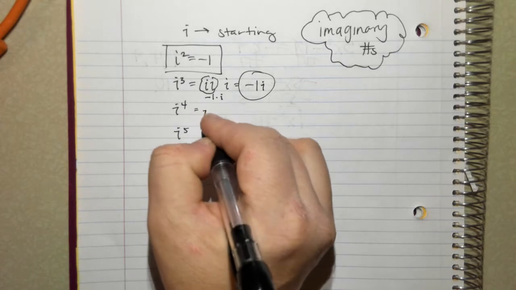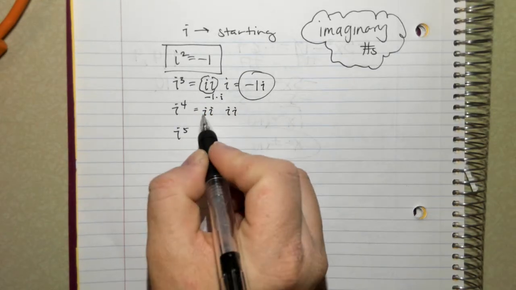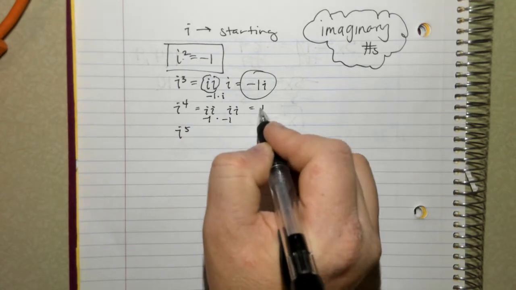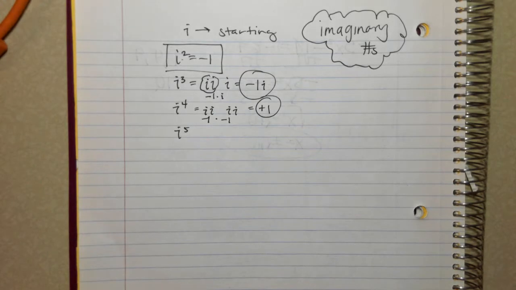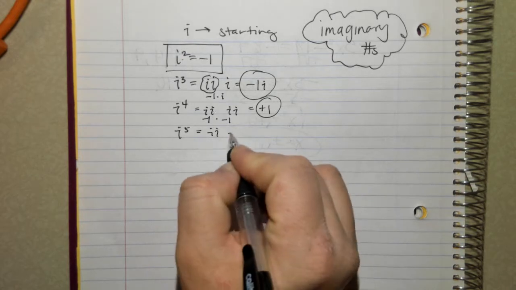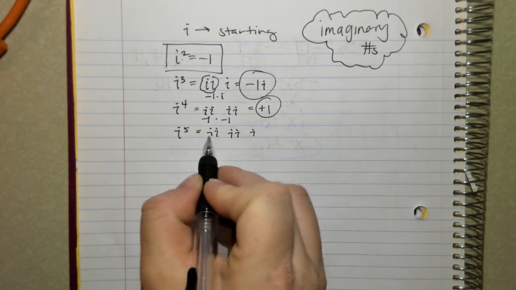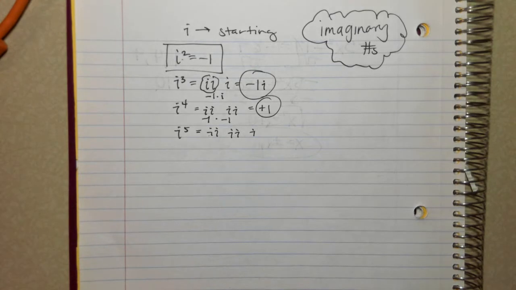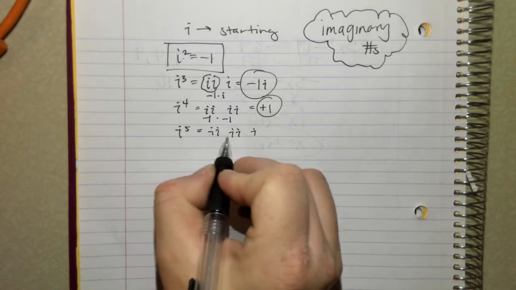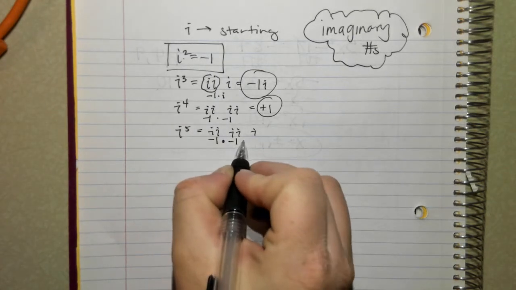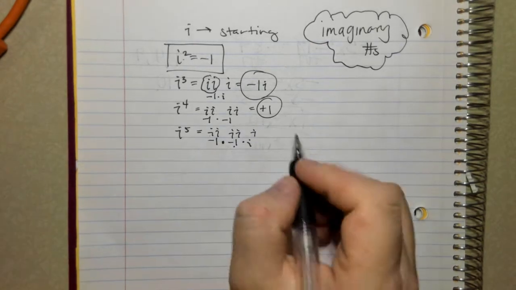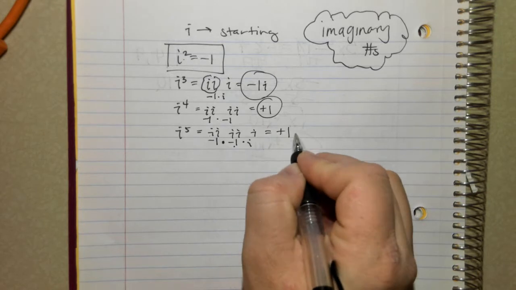And i to the fourth is i times i, and i times i, and I know i squared is negative 1. So negative 1 times negative 1 is a positive 1. i to the fifth, the last one we'll go over, is i squared, and i. 5 of them. 1, 2, 3, 4, 5. I'm writing them in groups of 2 because I know a group of 2 i's is negative 1. It helps me to simplify this. Negative 1 times negative 1 times i. Negative 1 times negative 1 is just a positive 1, but what else is there?